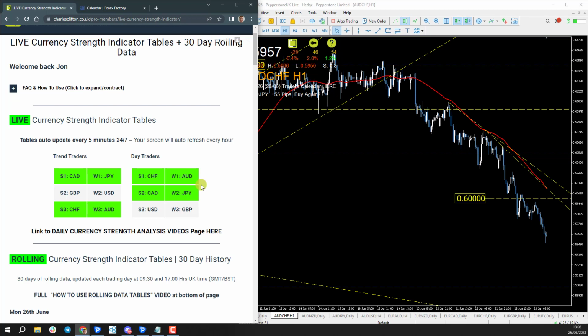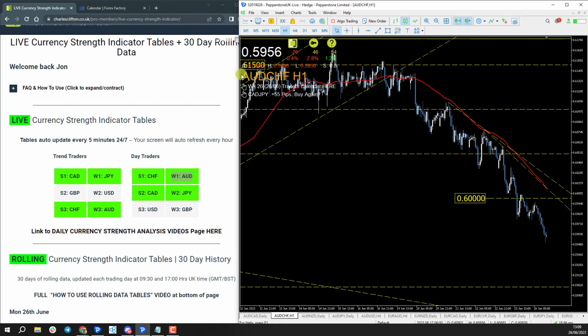Now the other option is Aussie Swiss. We can see Aussie Swiss tops our day traders table and is also featured at the bottom of the trend traders table, with the Swiss franc being the third strongest currency on the trend traders, but the top currency of strength on the day traders, and the Australian dollar is the third weakest currency from a trend trading point of view, but tops the day traders as the weakest. So really like the idea of being involved with Aussie Swiss.